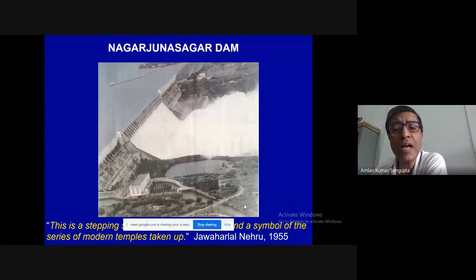This is the Nagarjuna Sagar Dam. And to quote our first Prime Minister, this is the stepping stone and the symbol of the series of modern temples taken up. Post-independence, lots of dams were made either of masonry or concrete, and they stand as unique structures which are huge, which come under huge projects.